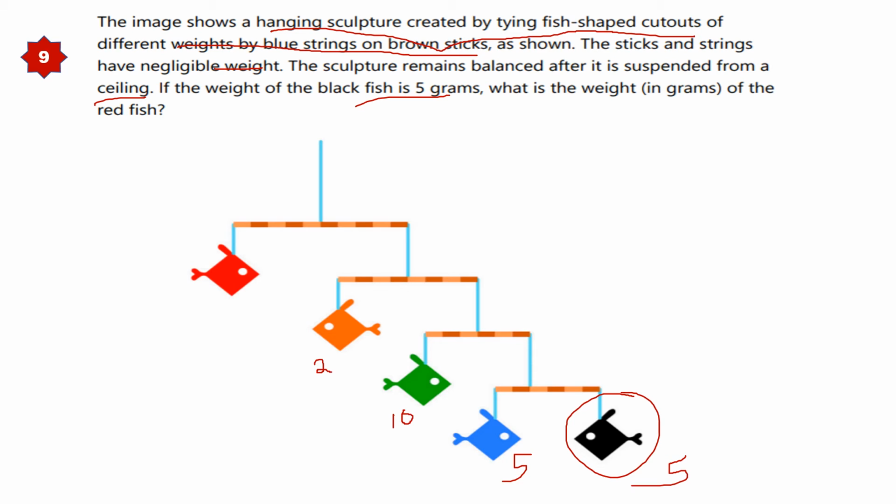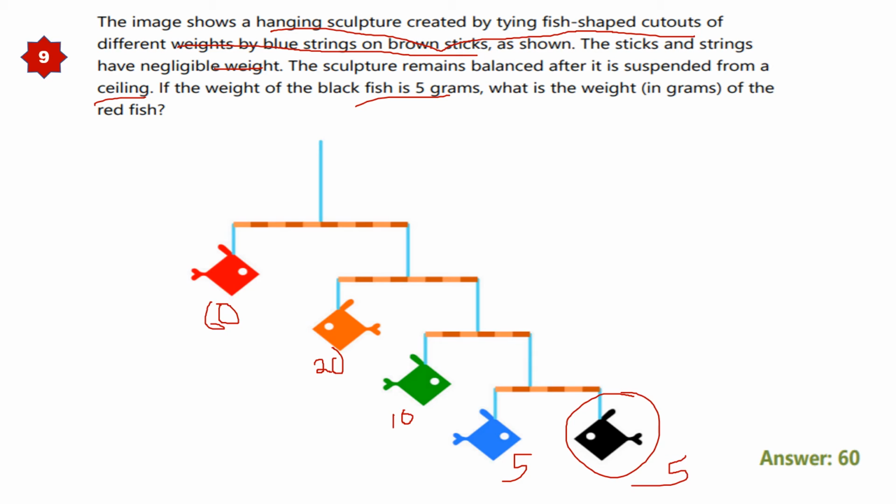Then this must be like 20. If it is 20, then the other one will be what? It must be balanced. Like 20 plus 10, 30, 30. Yeah, altogether this red must be having some weight as 60 grams. Okay, so this is like the weight distribution.